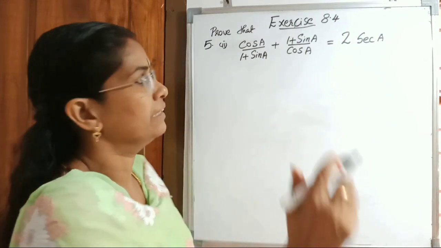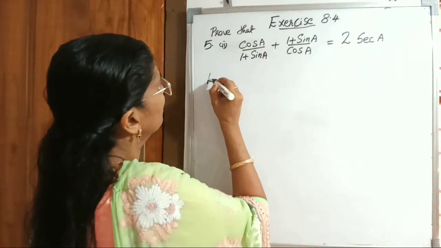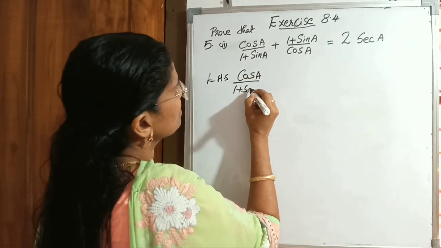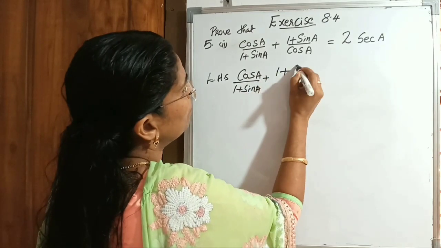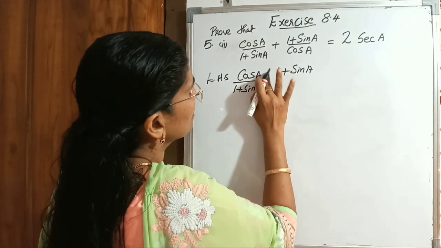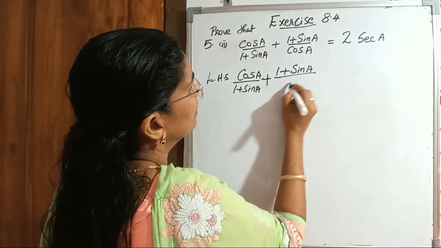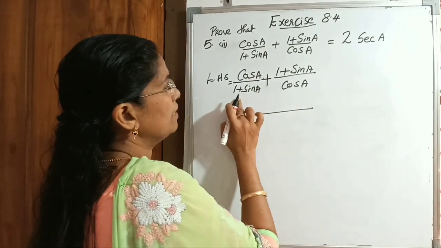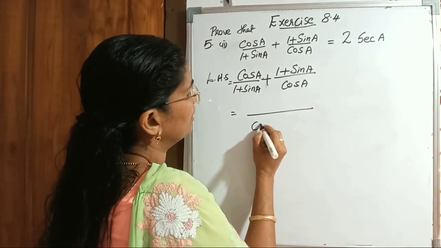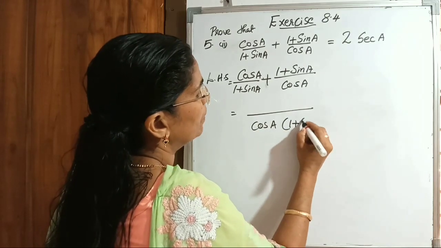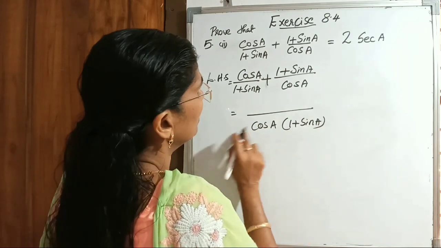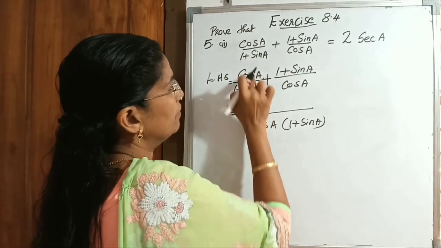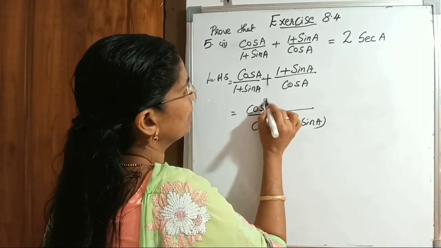So, we have to take the left side. Left side we can take cos a by 1 plus sin a plus 1 plus sin a by cos a. This we can take LCM. Cos a and 1 plus sin a is the denominator. So we can take the LCM as cos a into 1 plus sin a. Already 1 plus sin a is the denominator here, so we have to multiply with cos a. So it will become cos square a.